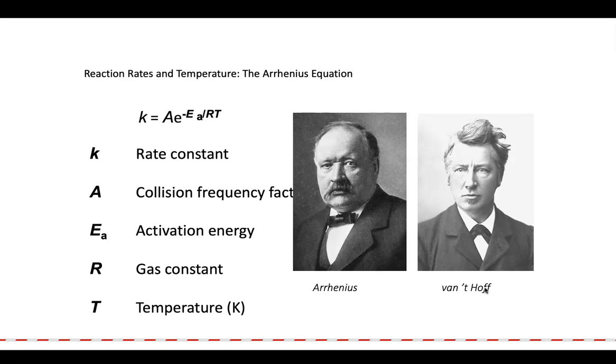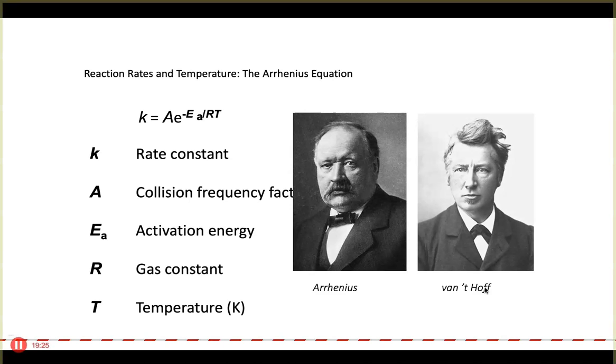And to do that, what we're going to do is use the Arrhenius equation. So the Arrhenius equation is written below. And this was discovered by both Arrhenius and Van 't Hoff. So one name you've heard before, Van 't Hoff, and Arrhenius is a new name. So the Arrhenius equation is going to relate the rate constant k to all of these other variables.